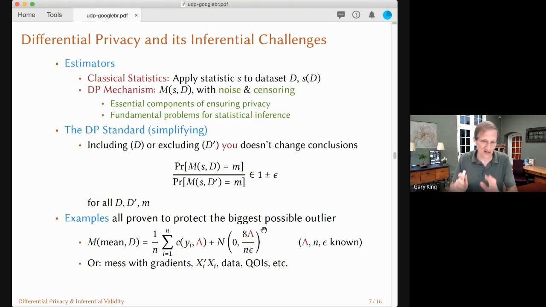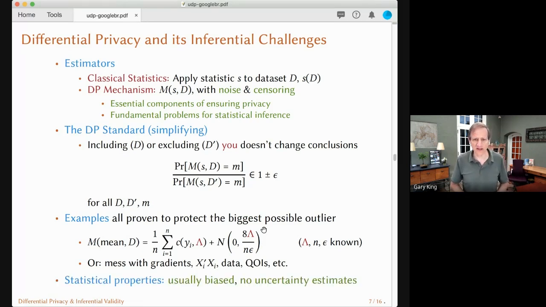Anyway, they also change, like in regression, the X prime X matrix, or you can change the data, you can change the quantities of interest. There's lots of other possibilities. The statistical properties of all these things, I think you can see, are usually biased. There are no uncertainty estimates, and so we're going to have to do something.